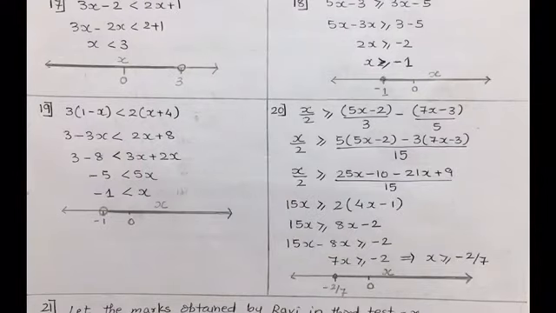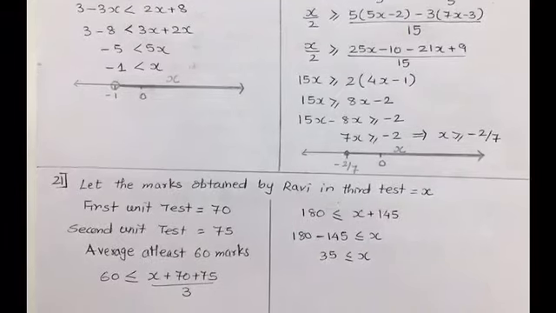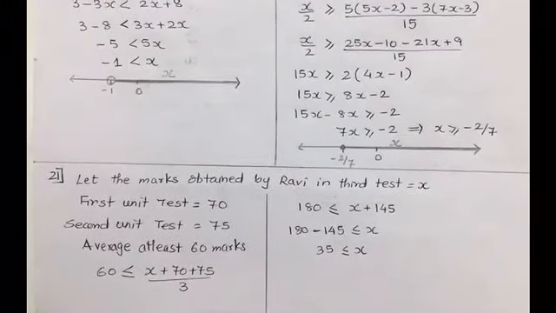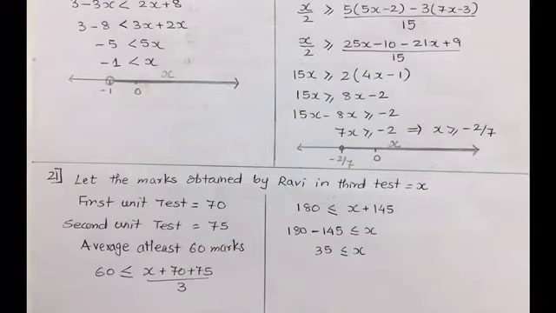Now 21st one is a word problem. The word problem is: Ravi obtained 70 and 75 marks in first 2 unit tests. Find the minimum marks he should get in the third test to have an average of at least 60 marks.